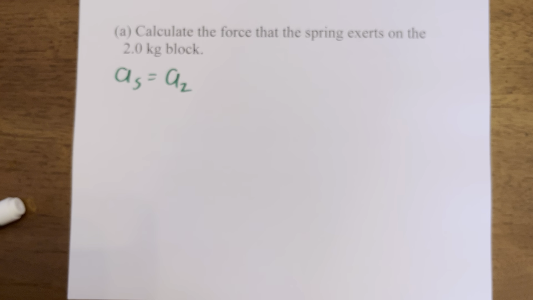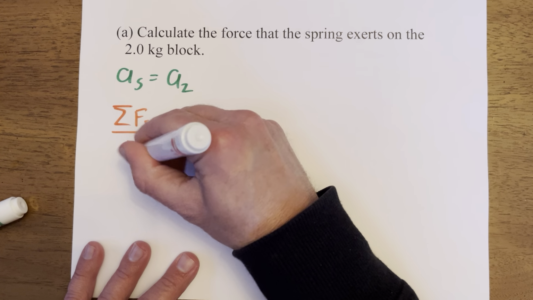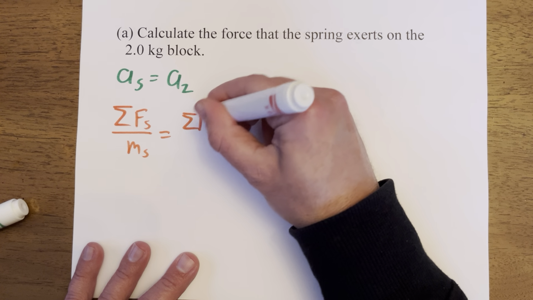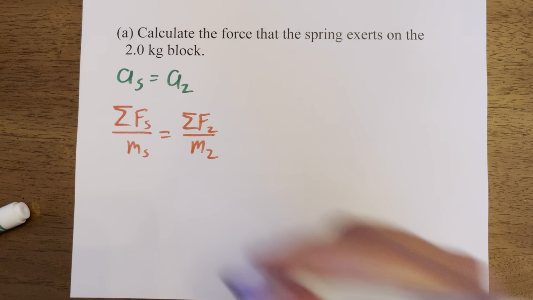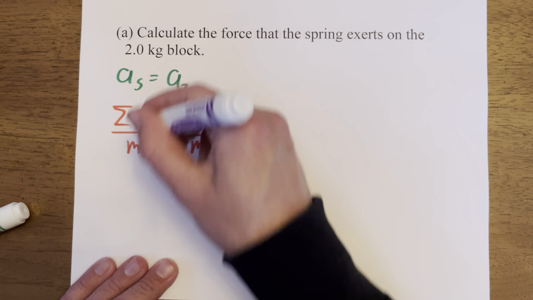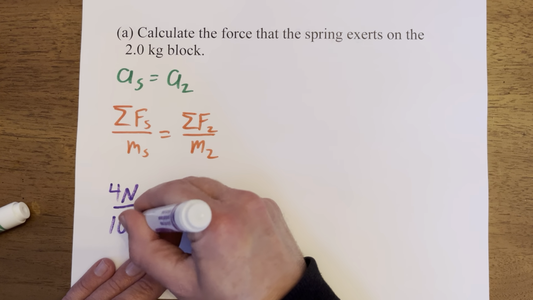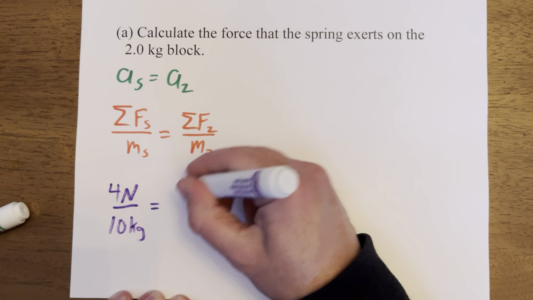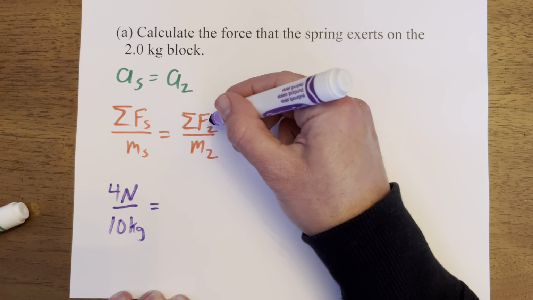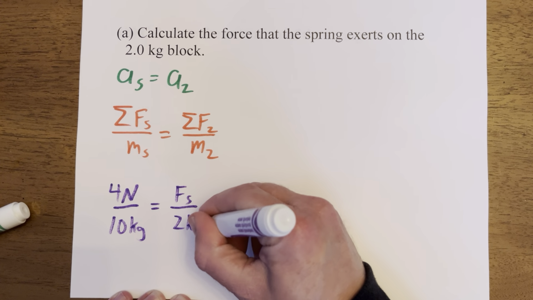Now, as we substitute in Newton's second law, the sum of the forces on the system divided by the mass of the system must be equal to the sum of the forces on the second block divided by the mass of the second block. If we get rid of friction, and normal force cancels out with gravity, then the only force on the system is that 4 newtons pulling it forward. The mass of the system is both the 8 and 2 kilogram blocks together, so it's 10 kilograms. And over here, the only force on the second block is the force of the spring. And the second block's mass is 2 kilograms.